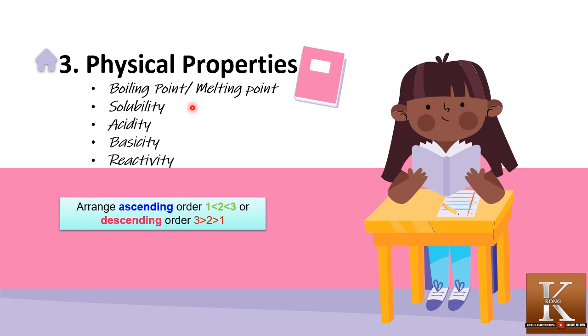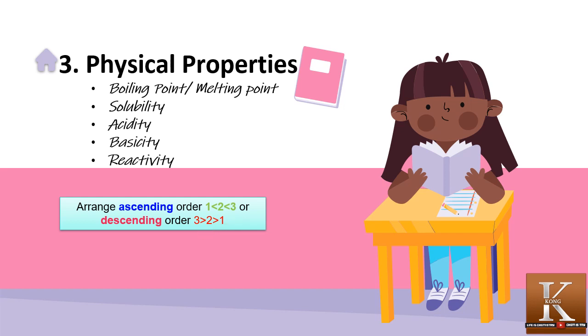Okay, the question will normally ask you to arrange in increasing order or ascending order for the reactivity, basicity, and boiling point. So you must know ascending refers to 1, 2, 3, from small until big. Descending is 3, 2, 1, from big to small. Okay, meaning this one is from the lowest to highest, and this is from highest to lowest. Get it? So you must answer carefully.